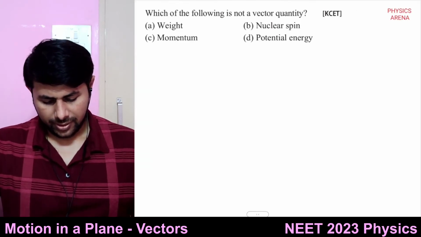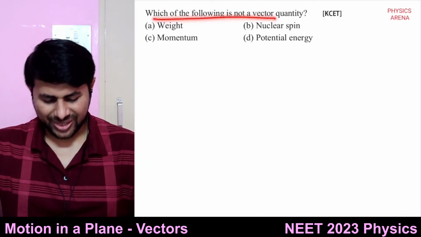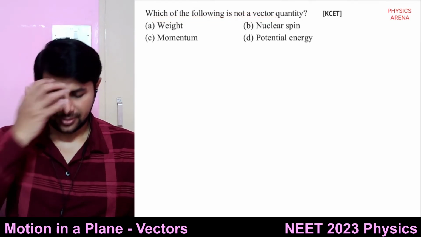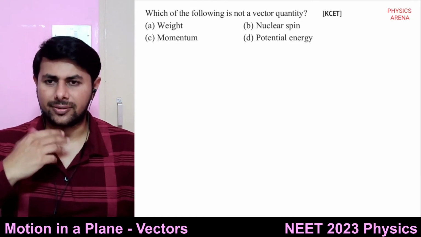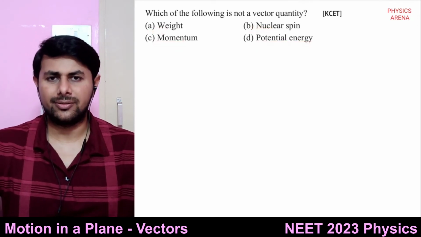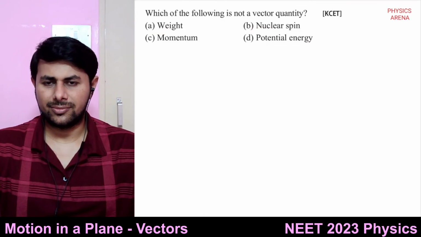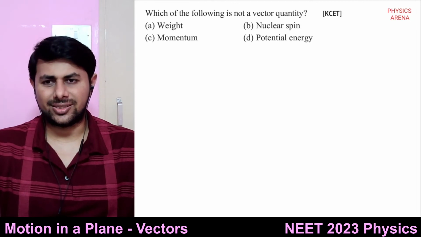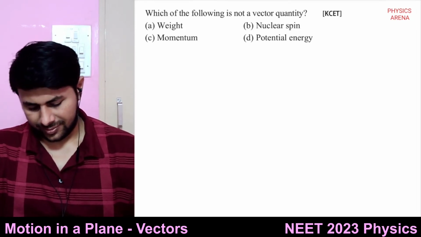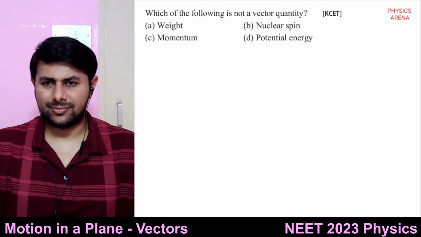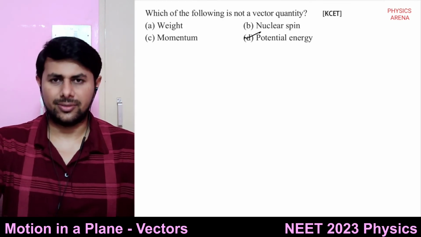Okay. Next one. Which of the following is not a vector quantity? Tell me. Which one of these is not a vector quantity? Weight, momentum, potential energy, nuclear spin. Which one? Nuclear spin. No, potential energy is the answer. Energy is a scalar. Right, energy is a scalar quantity. Spin is a vector quantity. Okay, sir.